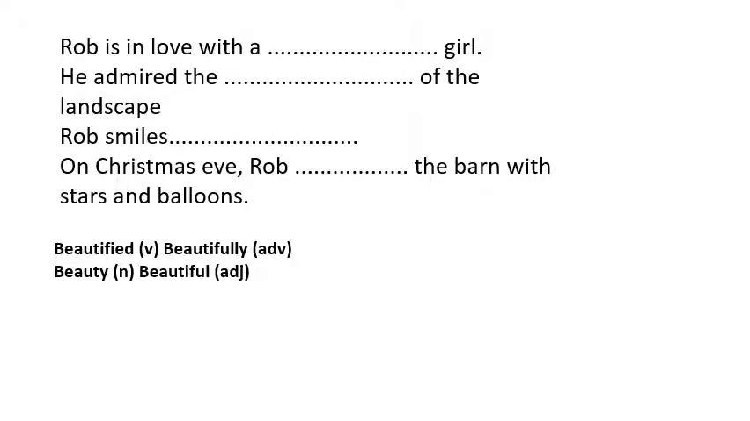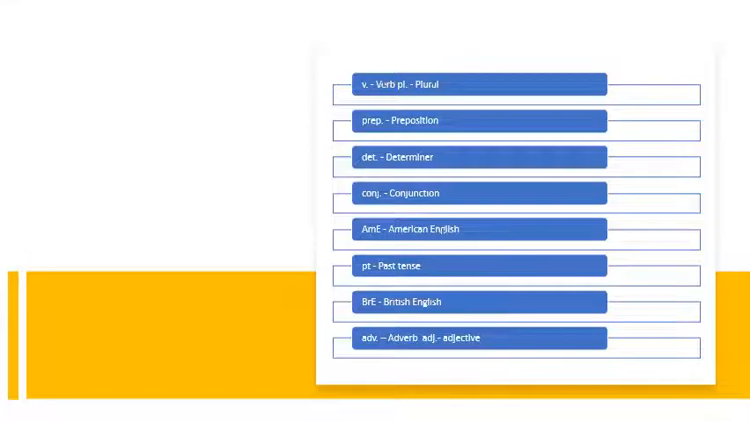On Christmas Eve, Rob dashed the barn with stars and balloons. Beautified, beautifully, beauty, beautiful. On Christmas Eve, Rob beautified the barn with stars and balloons. Beautified is the answer. So these are the common abbreviations used in a dictionary.